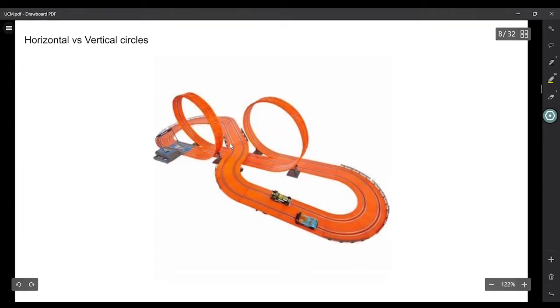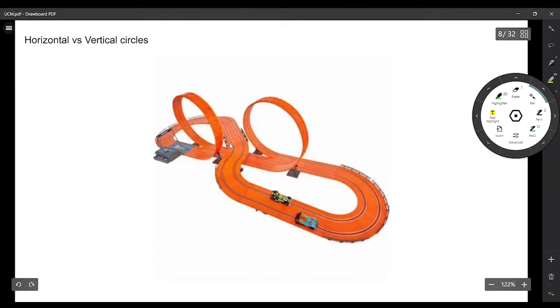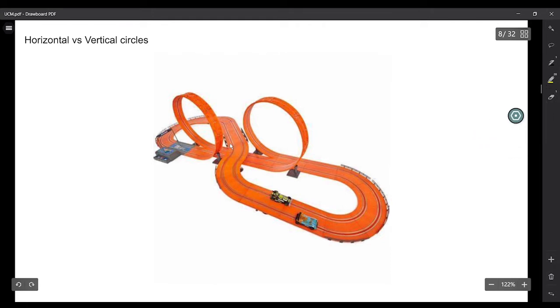Let's take a look at a Hot Wheels track. I hope everyone here knows what a Hot Wheels track is. If not, they're just little toy cars that circle around in these loops. This is a great demonstration of UCM. UCM is circular motion, so you don't have to think about it as just planets. What we have here are vertical loops, as well as horizontal circles.